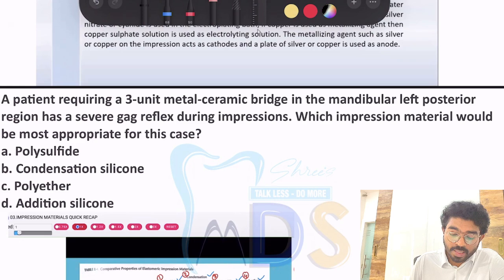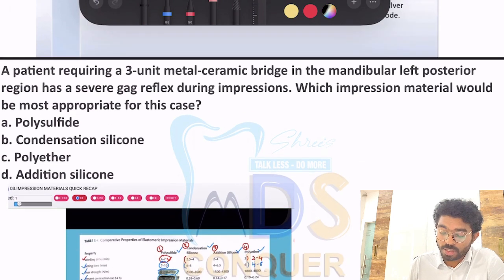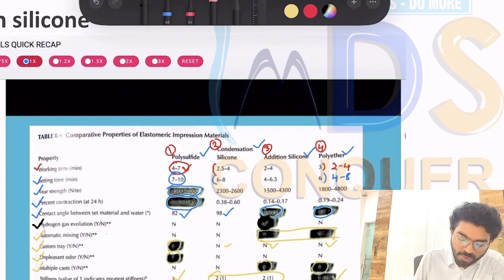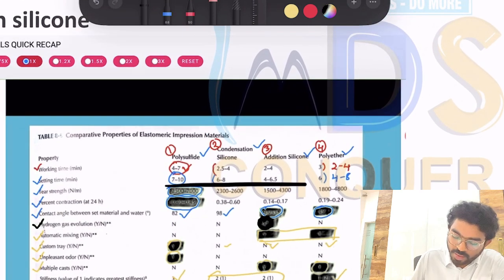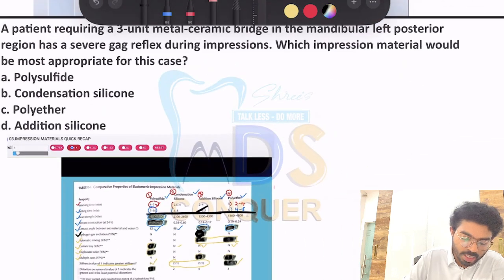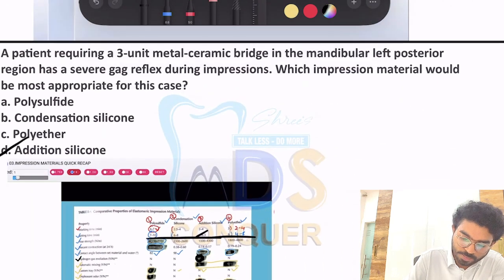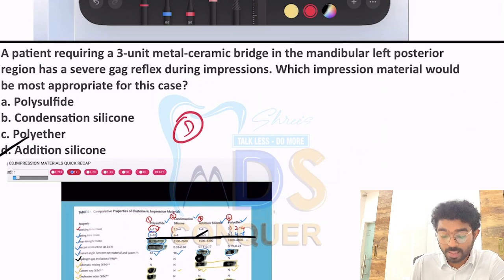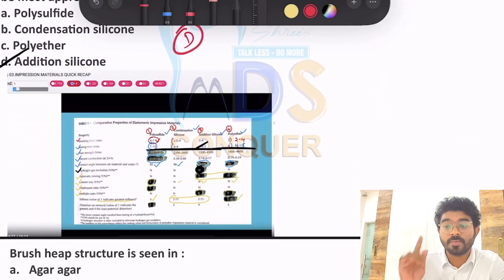Then, a patient requires a 3-unit metal ceramic bridge in the mandibular left posterior teeth and has a severe gag reflex during the impression. Which impression material is appropriate for this particular individual? It is based upon the setting time you have to take into consideration. Of course, clearly and nicely discussed by me in the video. Setting time is least for, among the options, addition silicone. So you have to go for addition silicone as the answer, option 2.